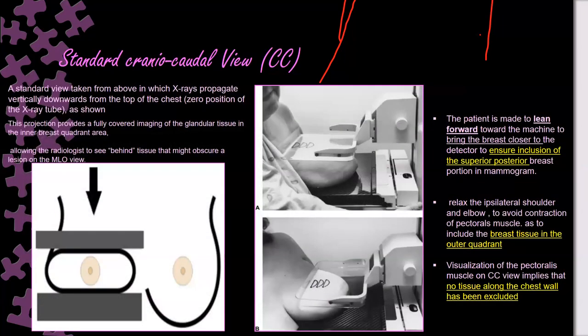Regarding the positions, you know that the breast is placed on the image receptor and the compression comes from above like this. You see the X-ray going vertically from the cranial toward the feet. As we mentioned, the patient should not lean back. They should lean forward. Look at her face. Here she went back. That is why during compression, part of the superior posterior breast was not included in the image. But when she leaned forward, pulling the breast inside, we ensure that the posterior breast is being included.